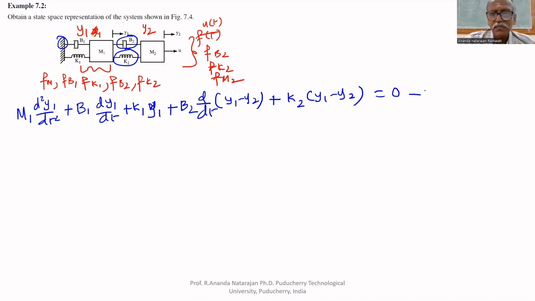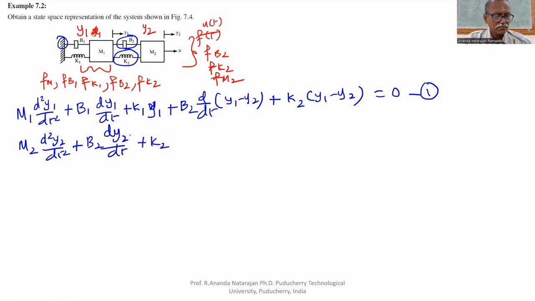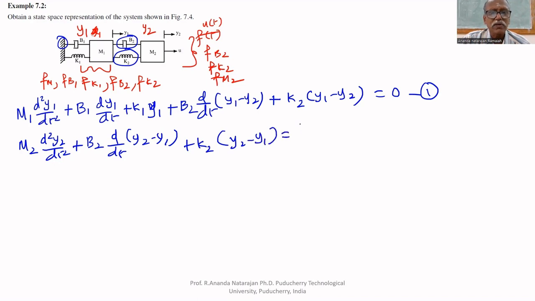This is first equation. The second equation is M2 d square y2 by dt square plus B2 dy2 by dt plus K2, B2 d by dt of y2 minus y1, because both ends are moving, and K2 y2 minus y1 equal to applied force U of t. This is second equation.